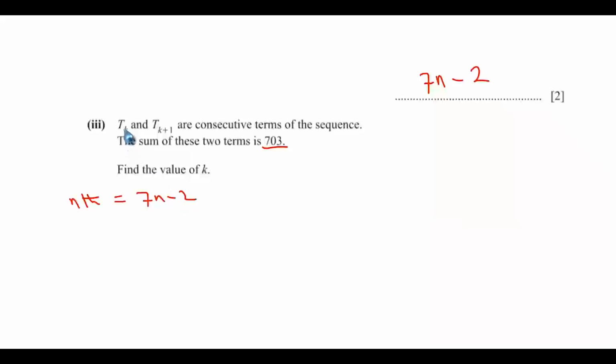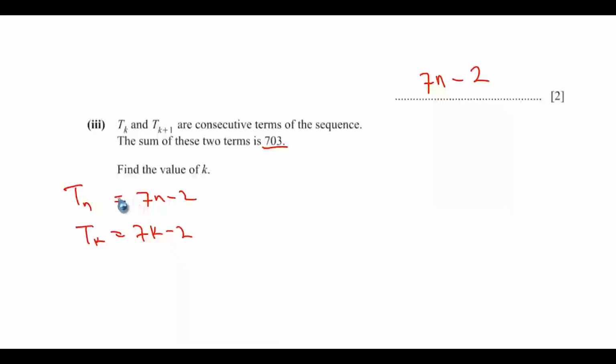So we need to find the k term. Okay, so that means tk now. Okay, in order to make it clearer, I can write it to be tn now, so that it will be very clear to you. So we need to get the k term now. So that means tk now will be equals to 7k minus 2.